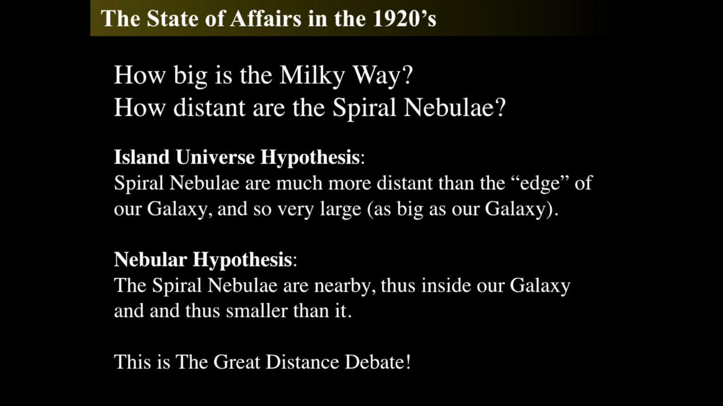And Laplace was right that gas clouds should collapse under gravity and then rotate. And if they rotate, they're going to form a disk. If they form a disk, they might form a spiral. So the nebular hypothesis at that time was the most compelling. However, the island universe one was also compelling because of the physical characteristics of the spiral nebulae.